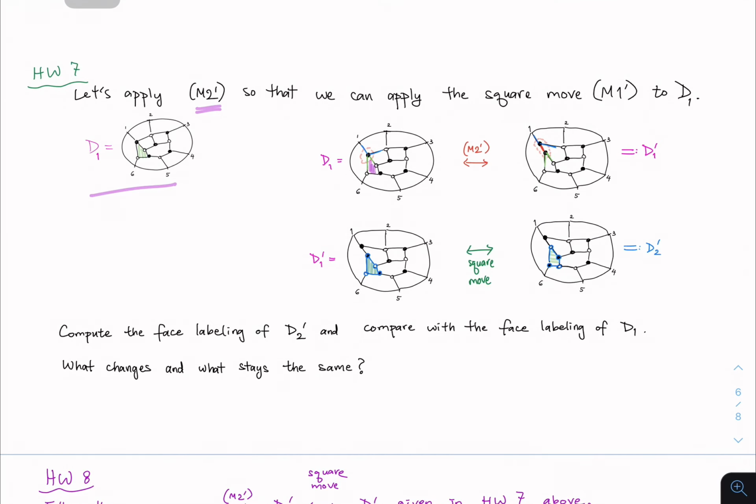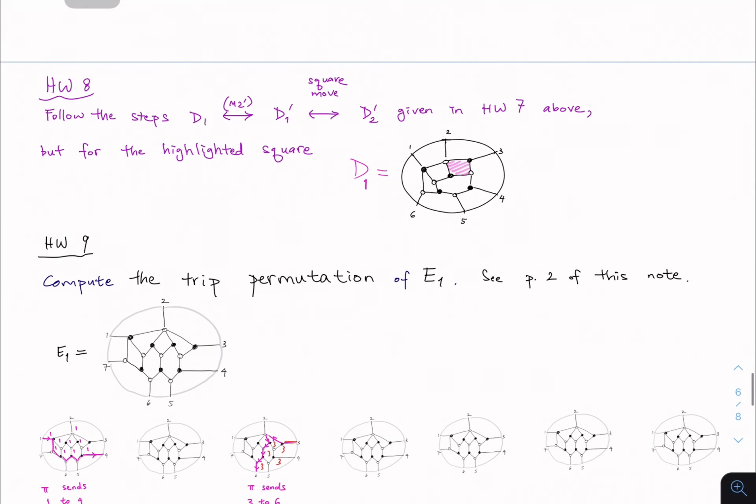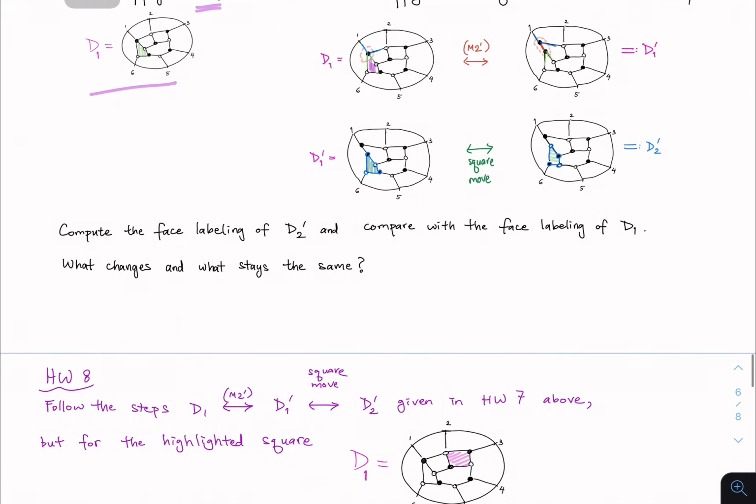For the homework, compute the face labeling of D2 prime and compare that face labeling with the D1 that you have computed above. What changes and what stays the same? The next thing is basically looking at what I did here and imitating it, but for another square.